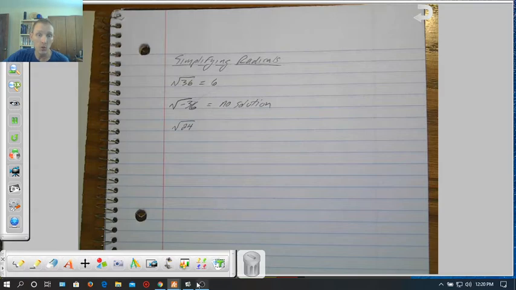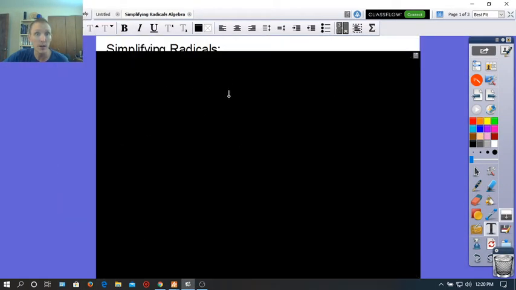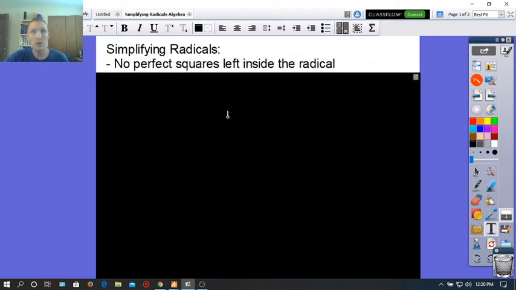Okay. So we're going to shift over here to our flip chart, and we're going to look at what it is to simplify radicals. Well, there's a couple rules for simplifying radicals. This is a PDF that's already been uploaded, by the way. You can copy this in your notebook if you want, or you can just find this document and look through it. The first rule is no perfect squares are left inside the radical. Now this is going to be our main point of focus for today, is how do we get perfect squares out of the radical.